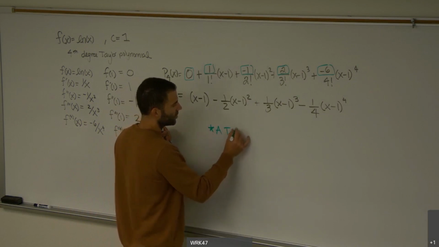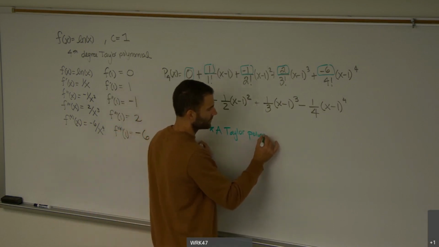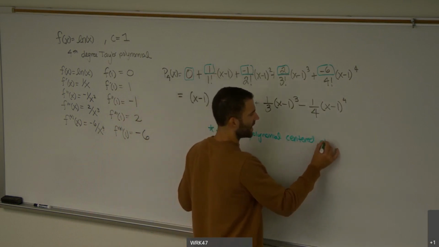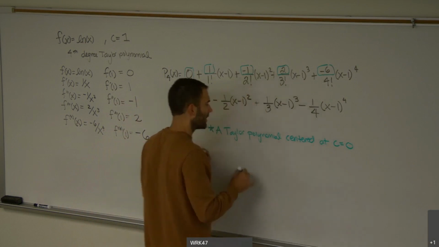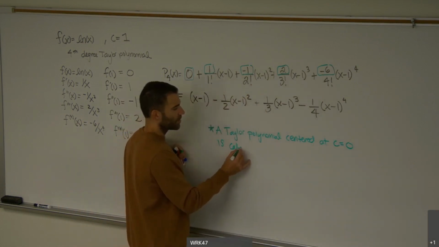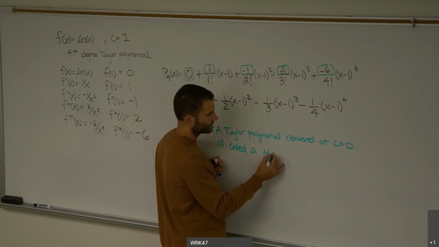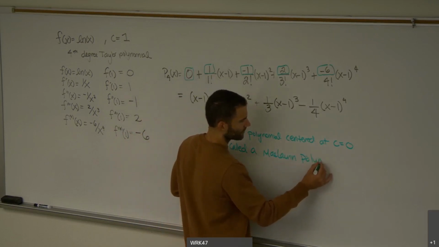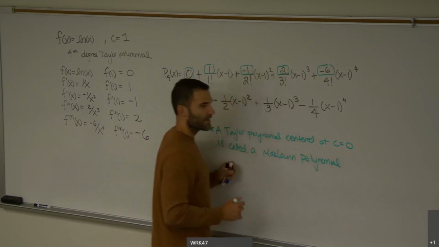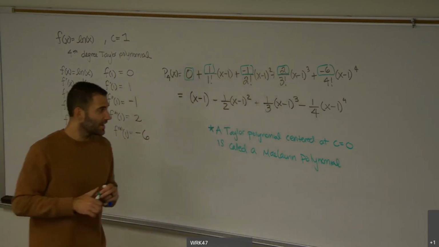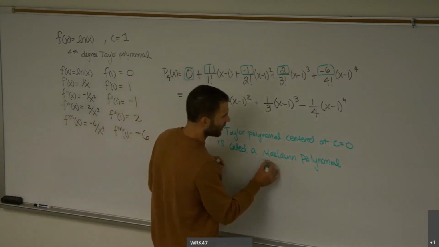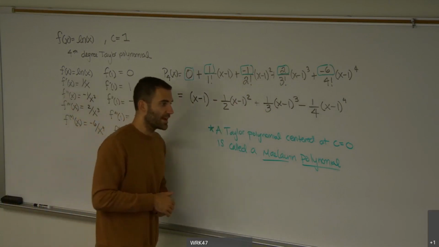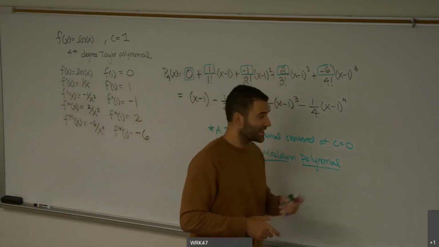So a Taylor polynomial centered at c equals 0 is called a Maclaurin polynomial. So this is just a matter of being proper in terminology. So if you ever center an approximation at 0, we call it a Maclaurin polynomial. And so if you ever are told to write a Maclaurin polynomial, it's implied that the center is then 0.